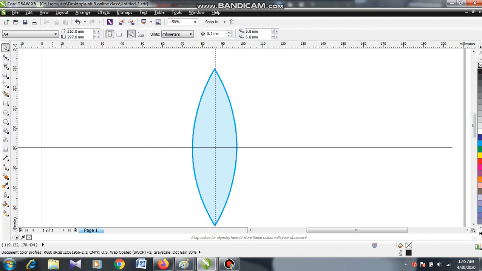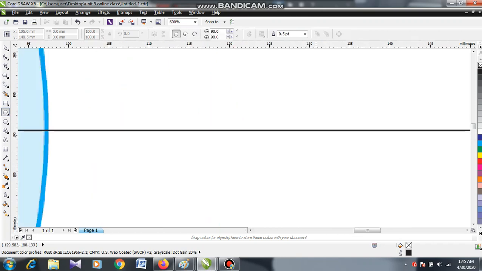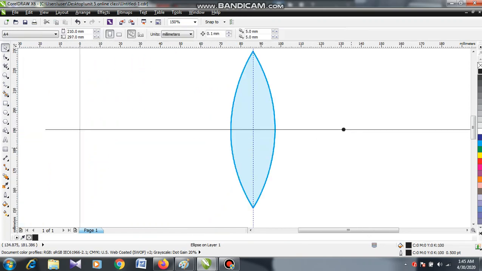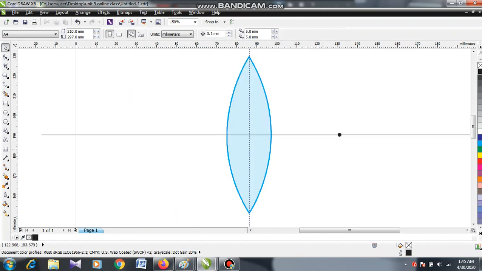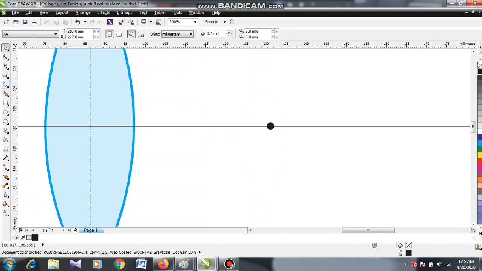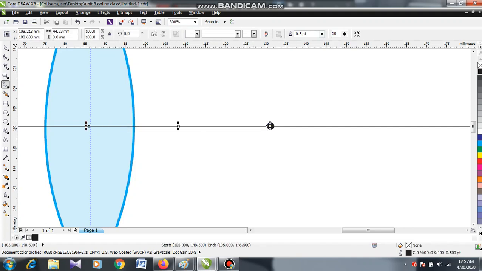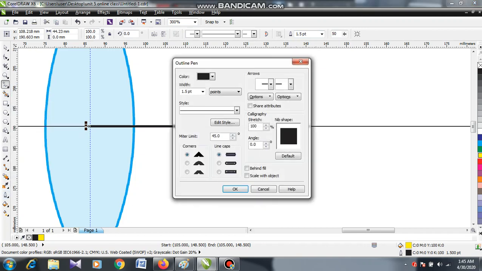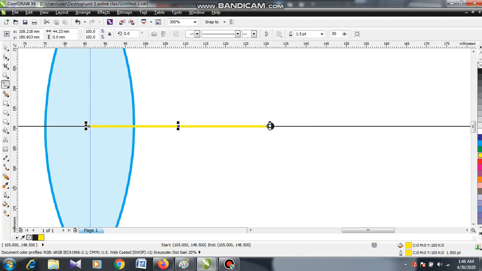The important idea is that from the optic center, at a constant distance, there will be a point. I am marking that point here. That point is called the focal point. Where is the focal point? The focal point is located on the principal axis. Now for an example, let's say this is the distance from the optical center to the focal point. I am just showing you with a different color, this yellow color, for you to understand it well.